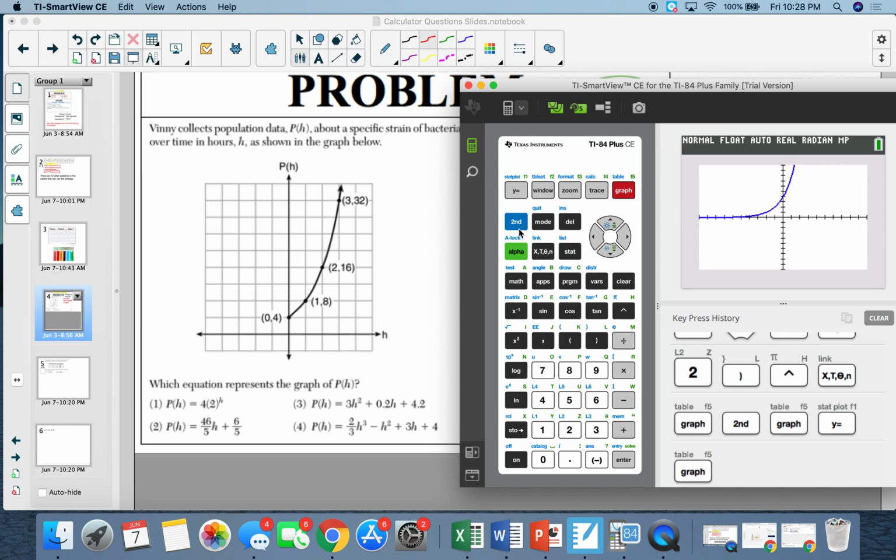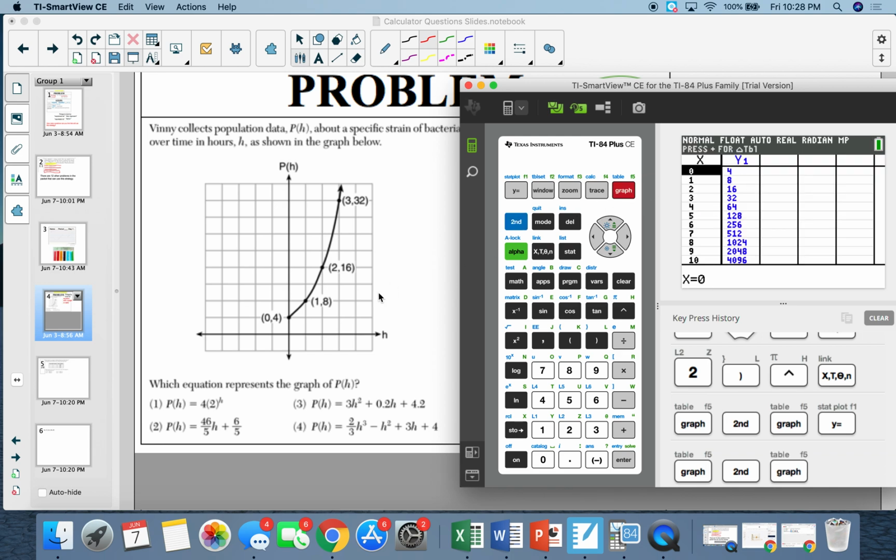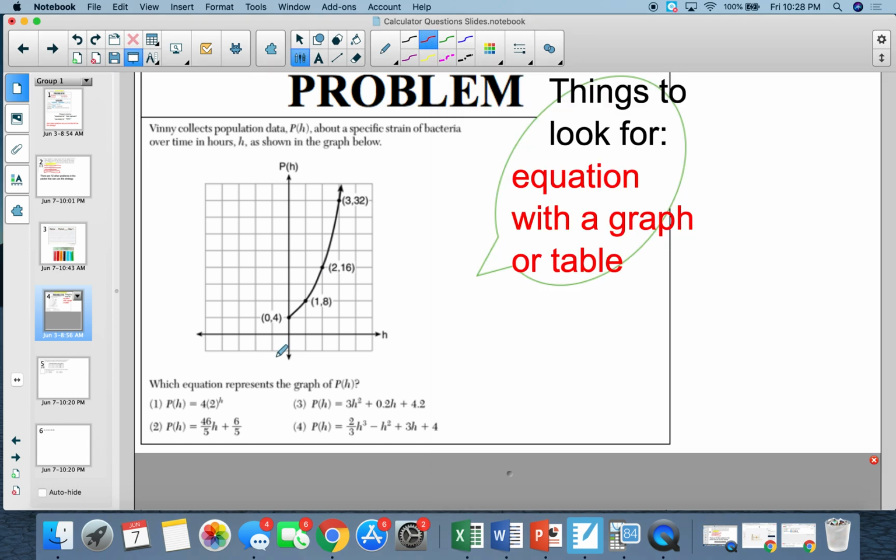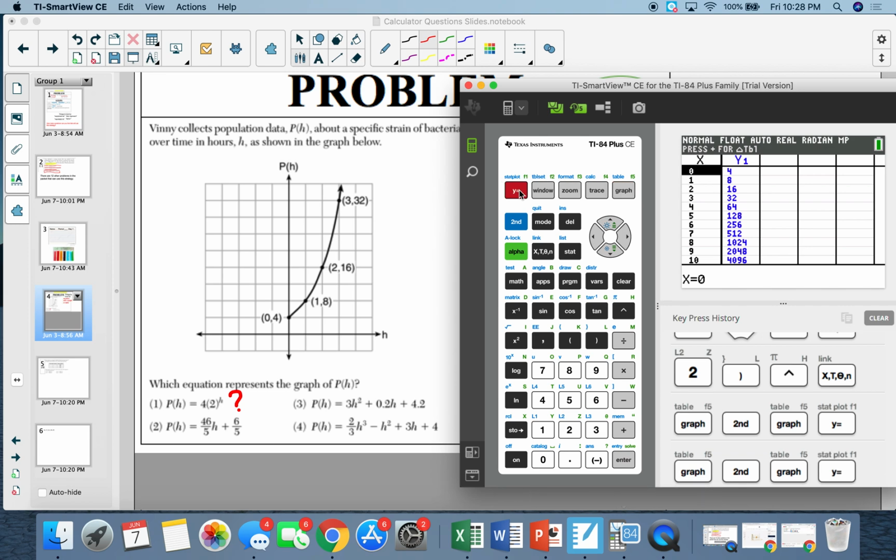The other thing I want to do is check the values. So to check my values, I press second graph to get my table. 0, 4, I have that. 1, 8, 2, 16, and 3, 32. So let's put a question mark here. This is very highly likely. Okay, I do want to check my other ones.